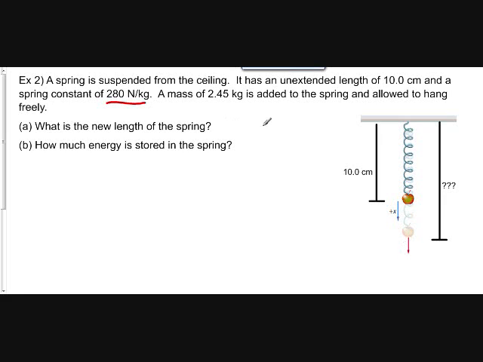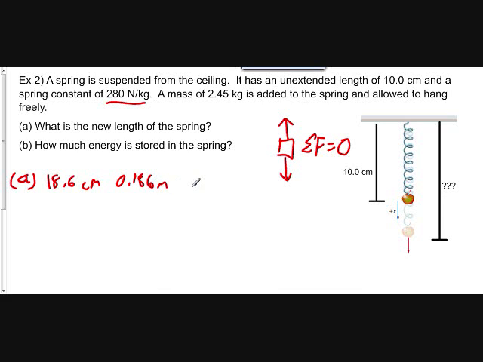So again, for the length of the new spring, once it's hanging freely, we're going to say the forces are balanced. So the spring force is just given by the gravity force. And again, I'm going to jump to the answer for A, because I think I've done a bunch of these already. I'm getting a new length of the spring of 18.6 centimeters, or written in SI units, 0.186 meters. And again, just to stress, that means this distance is 18.6 centimeters.